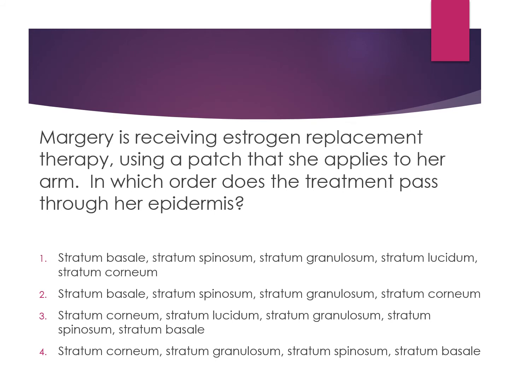Marjorie is receiving estrogen replacement therapy using a patch that she applies to her arm. In which order does the treatment pass through her epidermis? Would that be the stratum basale, stratum spinosum, stratum granulosum, stratum lucidum, stratum corneum; the stratum basale, stratum spinosum, stratum granulosum, stratum corneum; stratum corneum, stratum lucidum, stratum granulosum, stratum spinosum, stratum basale; or stratum corneum, stratum granulosum, stratum spinosum, stratum basale?